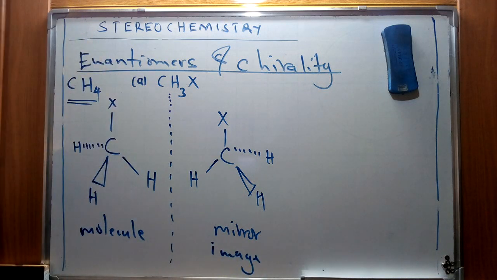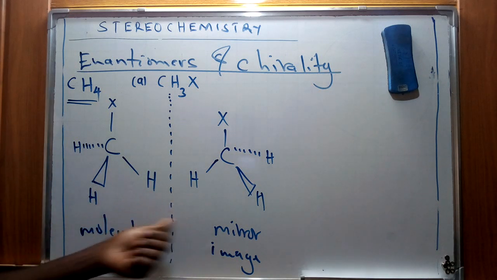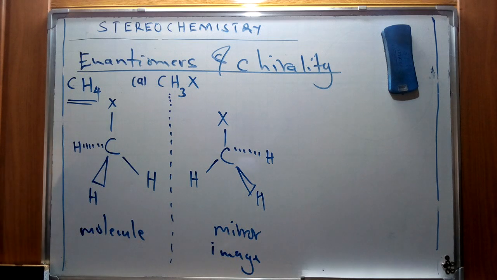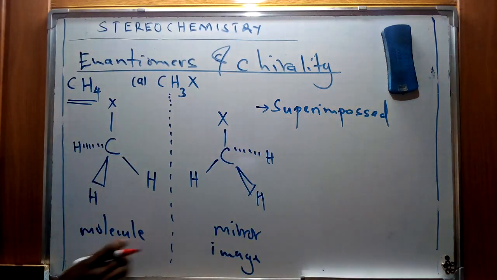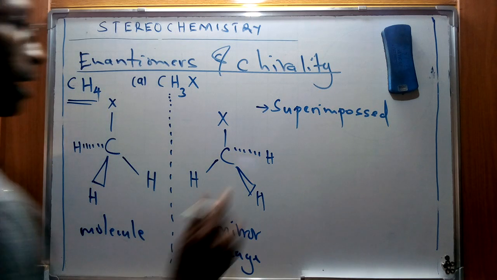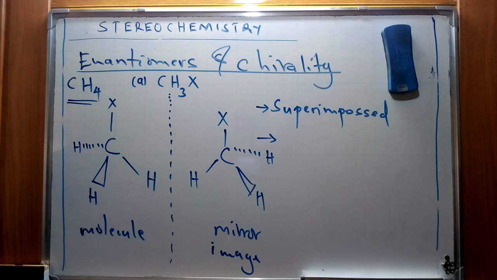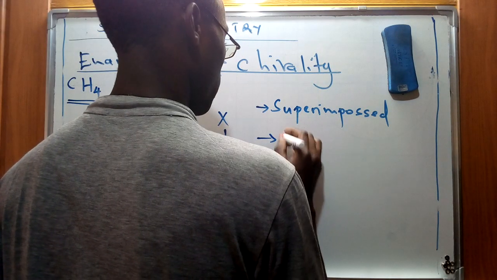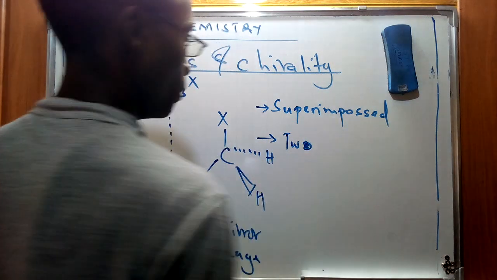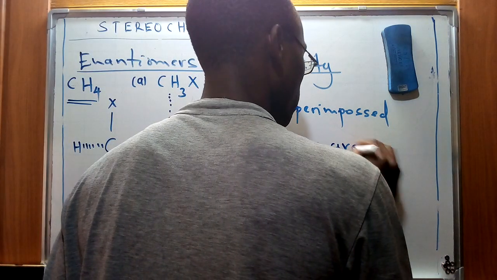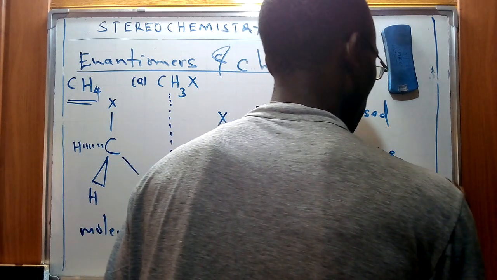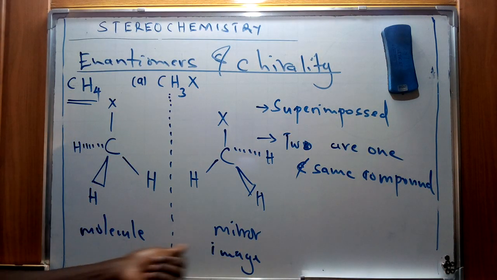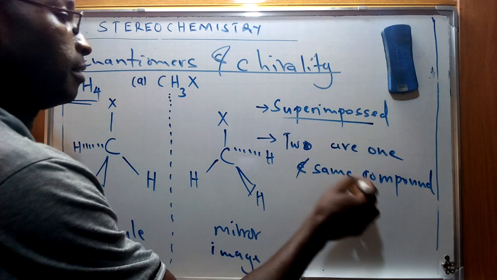So if we try to compare these two illustrations for the mirror image and the molecule, we're going to see that this molecule can be superimposed on its image. And the second thing that we're going to conclude about this is that basically this is going to form what we call two different orientations, or rather two different illustrations, but which of course are going to be shown that the two are one and basically the same compound. So we can see that the object, or rather the molecule, can be superimposed on its image. Therefore it's the same compound.